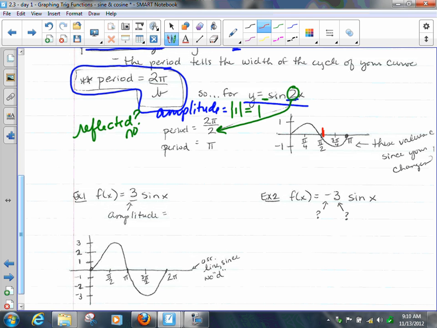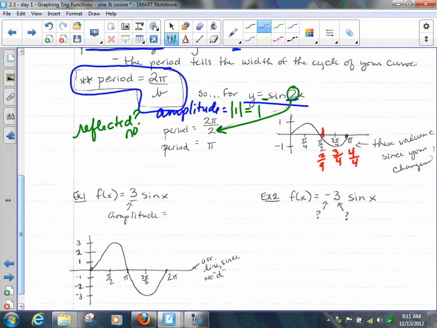And then, folks, look. 1/4, 2/4. What's your next increment? 3/4. And then 4/4. Pi over 4, pi over 2, 3 pi over 4 and pi. Does that make sense to you? Do you see how we increase those increments by pi over 4 units? Yes or no? Okay.